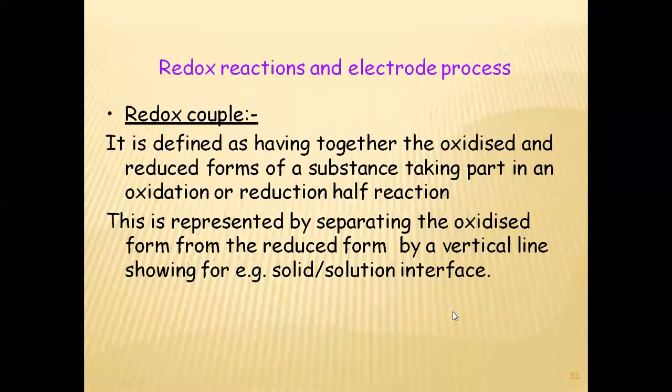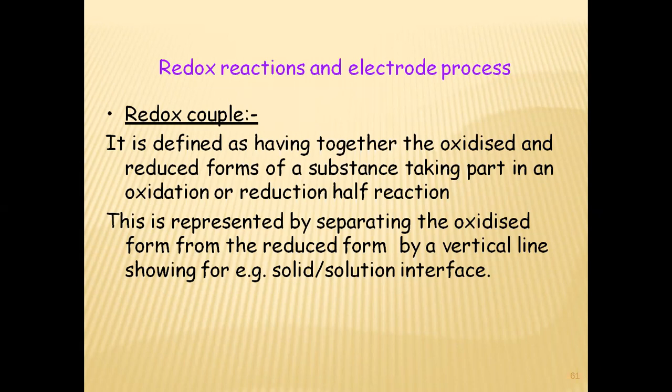So, redox reactions and electrode process. These reactions are known as redox couples. Why couple? A couple is when we have two different things, not the same type, or sometimes of the same type. If they are different, they will combine together and perform a reaction in a different way. If they are of the same type, they will also perform a reaction in a different way. Clear? So, redox reaction and electrode process.